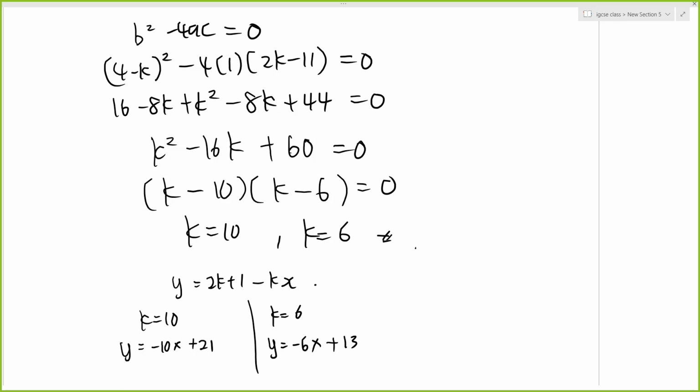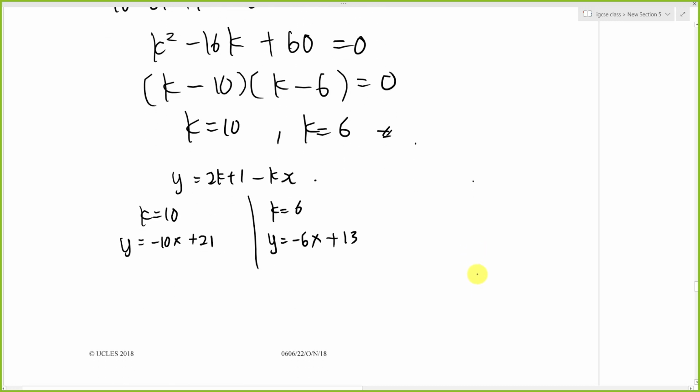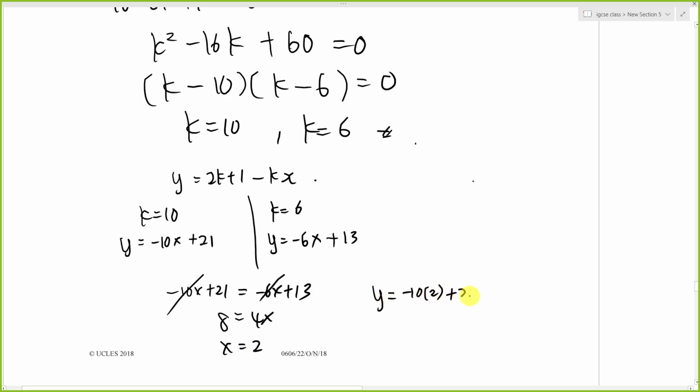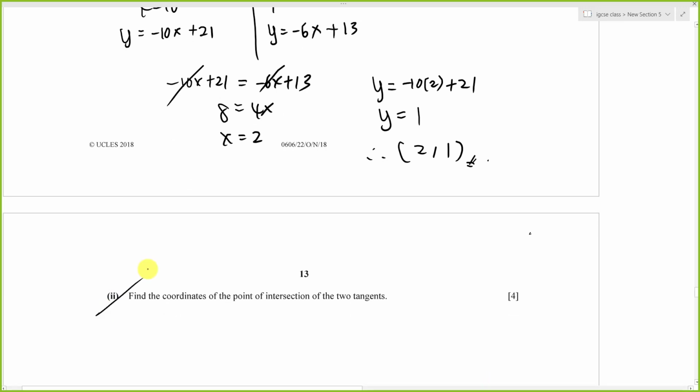And then we want to find the intersection point. So what we do is basically sub these two equations into each other, and then solve it to get the coordinates. So negative 10x plus 21 equals negative 6x plus 13. So 4x equals 8. Nice, x equals 2. Then y equals negative 10 times 2 plus 21, so y equals 1. The coordinates of the intersection will be (2, 1). Okay, not too bad. Just sub in to get the 4 marks.